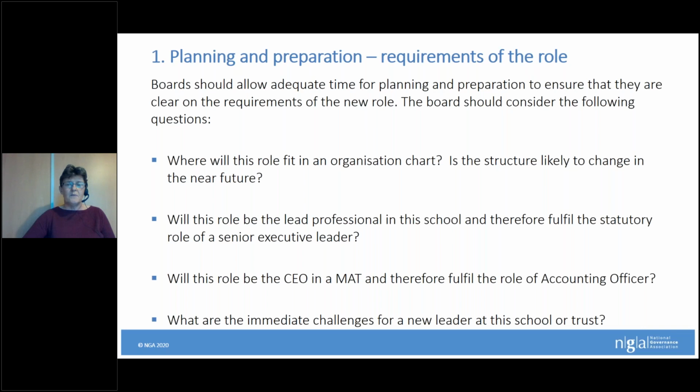But it's always about thinking: is it right to recruit like for like, or do we need more than this in the new role? Some questions boards should ask themselves are, where will this fit in our current organisation chart? Is it likely to change? And how will a new role complement existing skills and experience within the structure? Will the board take on the role of the lead professional and therefore fulfil the statutory obligations? If the Board of Trustees are recruiting a CEO in a MAT, they must therefore consider the role of accounting officer. And now maybe more on an operational point. What are the immediate challenges for a new person coming into this role for this particular school or this particular trust?